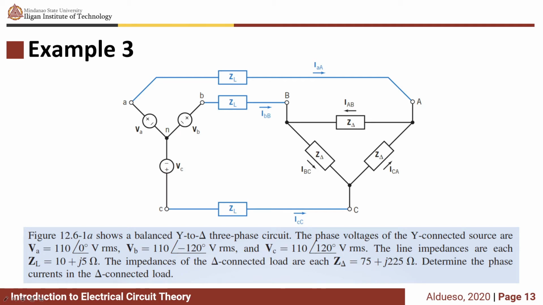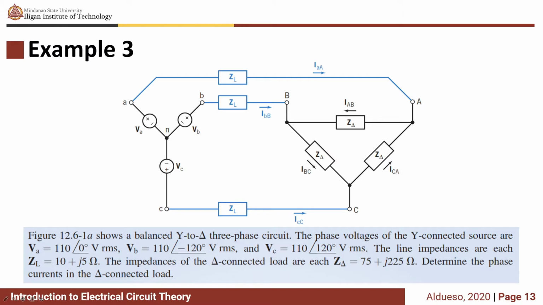For the next example, we have this figure that shows a balanced Y-to-delta three-phase circuit. So the phase voltages of the Y-connected source are VA equivalent to 110 angle 0, VB is 110 angle negative 120, and VC is 110 angle positive 120. So based on those given phase voltages, we can say that this is a positive sequence source.